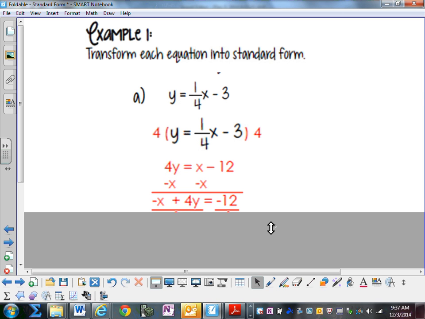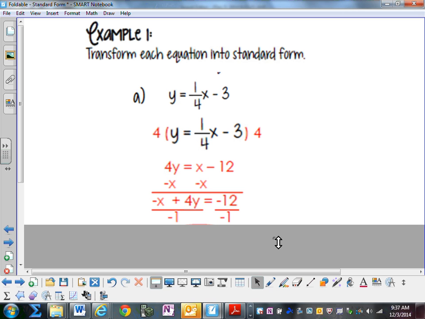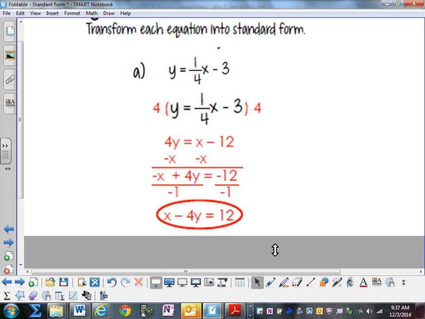We're now going to move the x to the left side by subtracting it on both sides, and that leaves us with negative x plus 4y equals negative 12. Remember, standard form is ax plus by equals c. So we can't have a negative number here, so we need to divide each term by negative 1, which will leave us with x minus 4y equals 12, which is standard form.